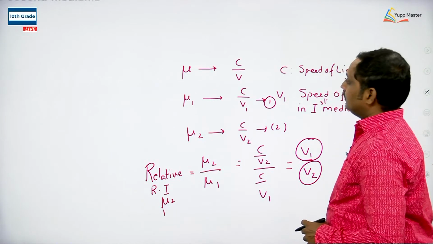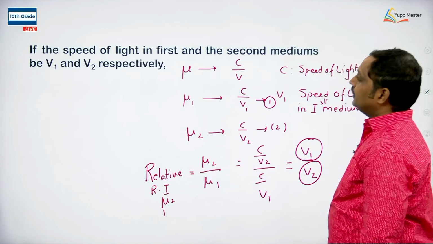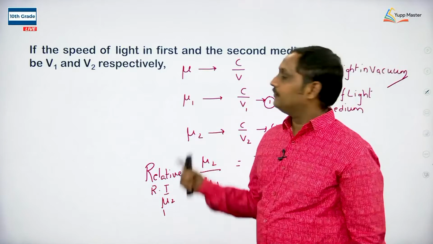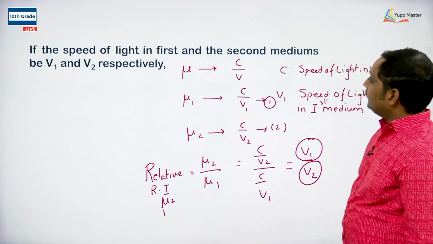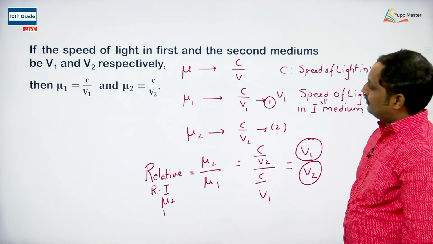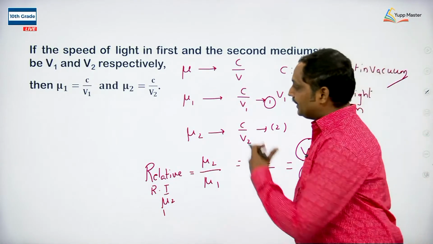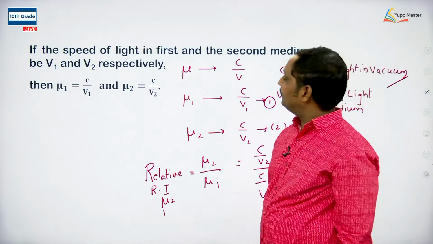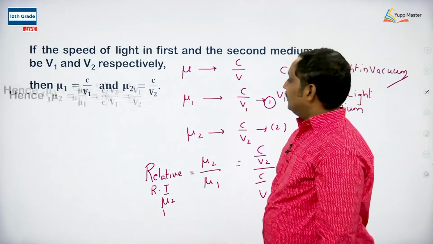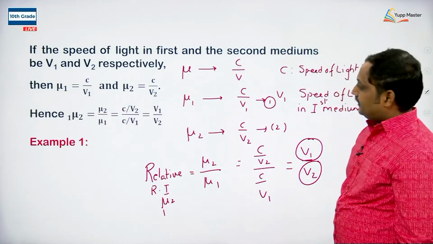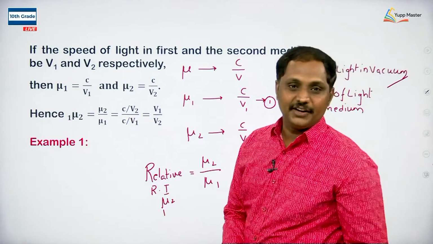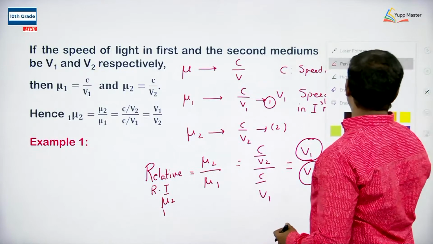Now, let us have a look. If the speed of light in the first and second medium are represented by V1 and V2 respectively, then we can easily find out the relation of mu 1, mu 2 with V1 and V2, with respect to the speed of light C in vacuum. Easily you will identify that. Let us take one example, so you can have a better understanding.